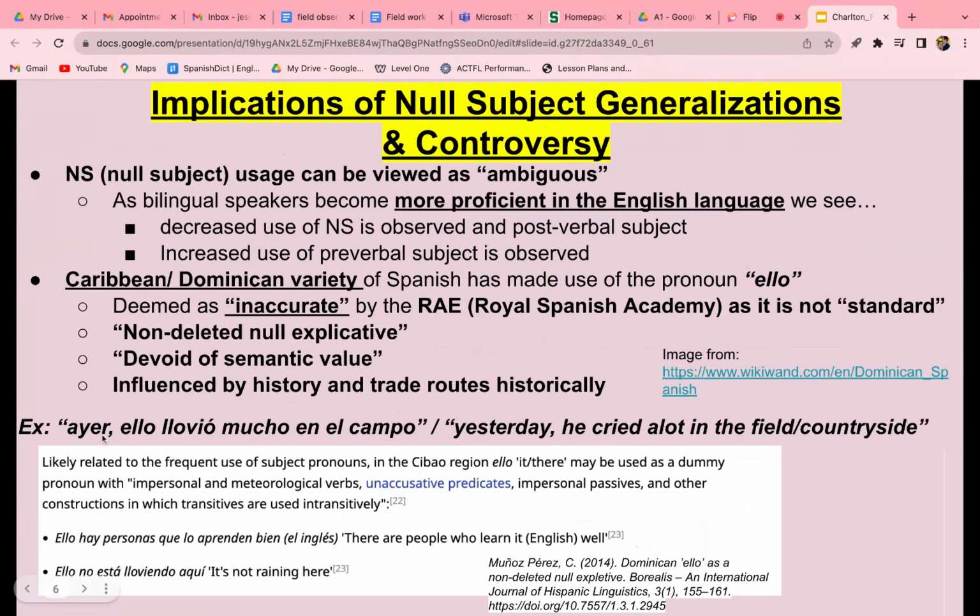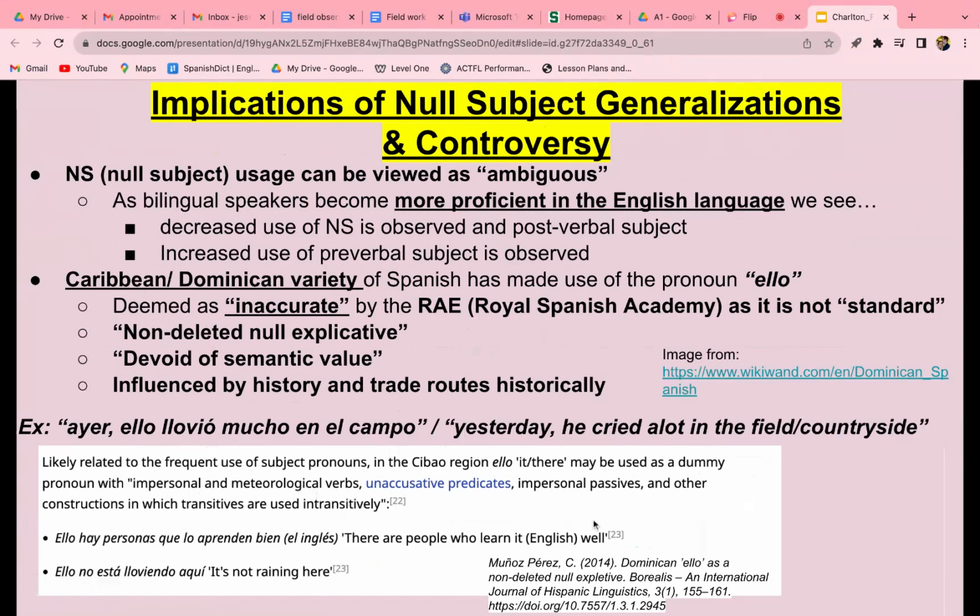Here's an example of it being used. Ayer ello llovió mucho en el campo. And here's the English translation for you. There's a few more examples below if you would like to check these out. As it does say in the image, it can be used as a dummy pronoun with impersonal and meteorological verbs, etc.